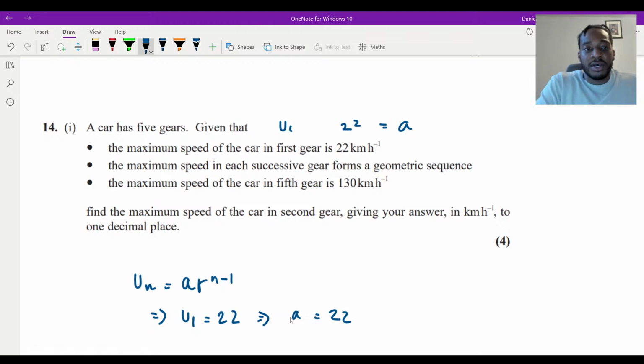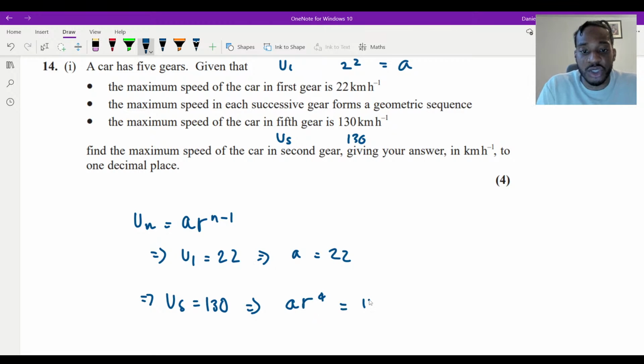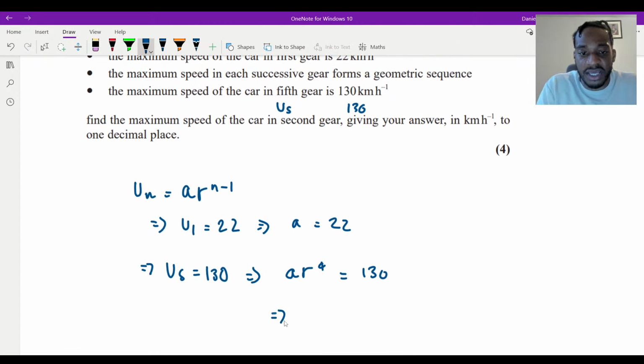A is 22. Now, they've told us that the maximum speed of the car in the 5th gear is 130. That's just u5, no? u5 is equal to 130. And remember, a general term is a r to the n minus 1. So we've got a r to the 5 minus 1, a r to the 4 is equal to 130. And we also know that a is 22. So 22 r to the 4 is equal to 130. That will allow us to calculate the common ratio of this geometric series.